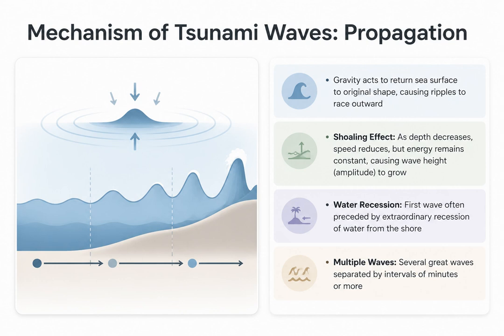As these waves travel from deep to shallow coastal waters, they undergo a transformation known as the shoaling effect. The decreasing depth slows the wave down, but because the total energy remains constant, the wave's height or amplitude grows dramatically. Interestingly, the arrival of a tsunami is often preceded by a sudden, extraordinary recession of water from the shore, as the sea seems to draw a breath before the massive crests arrive in a series of waves.